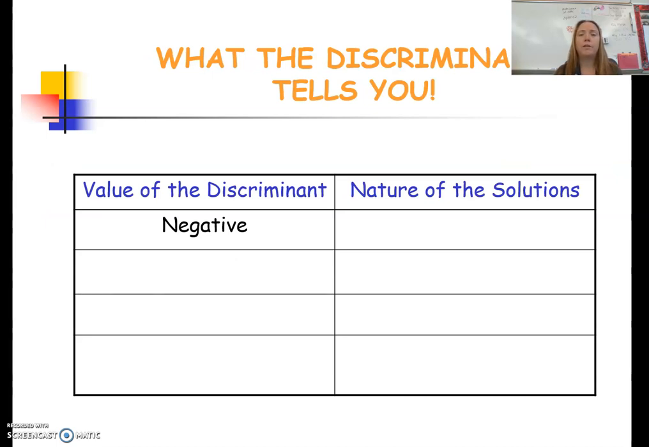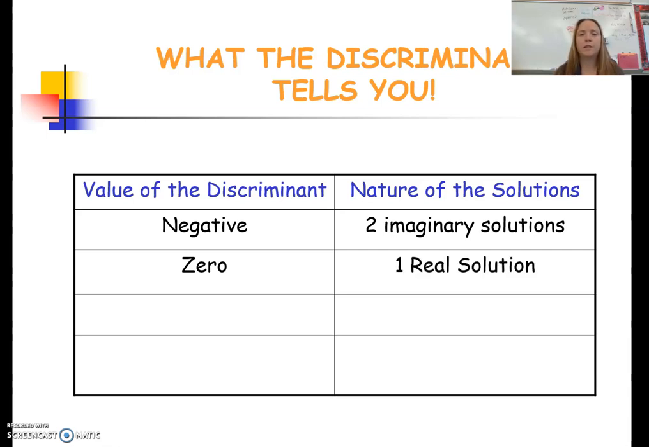If the value underneath the radical, the discriminant, is negative, then that tells you we have two imaginary solutions, because we're taking the square root of a negative number, and we don't do that. We saw that in the solving by taking the square root problem. If we had the value of 0, the square root of 0 is just 0. So in the quadratic formula, you'll end up doing negative b plus or minus 0, which has no effect. That means we end up with one real solution.